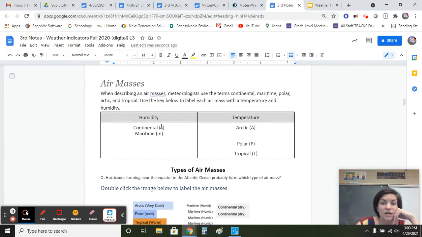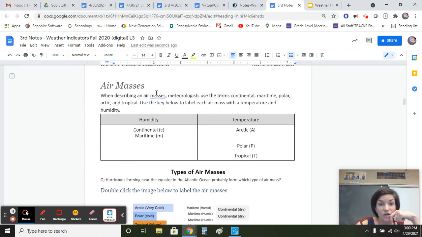All right. Then we get to air masses, okay? When describing an air mass, meteorologists use the terms continental, maritime, polar, Arctic, and tropical. Use the key below to label each air mass with temperature and humidity.